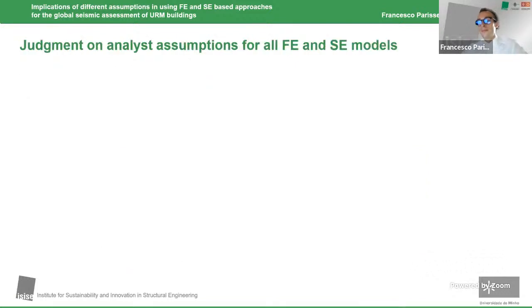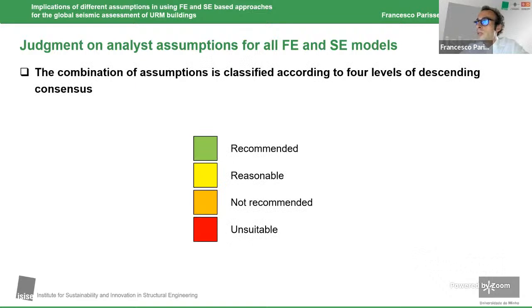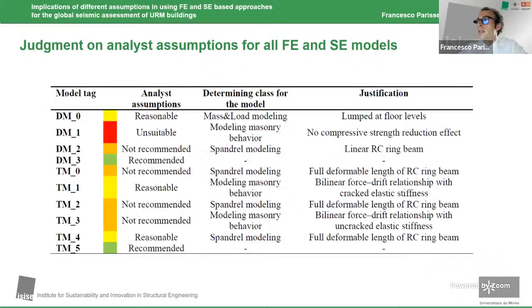After we defined and quantified this implication, we tried to also make a judgment on the analyst assumptions. In particular, we classified the sets of assumptions according to four levels of descending consensus, from the recommended to the unsuitable. And this is the final overview of our judgment with respect to all the models that we considered.